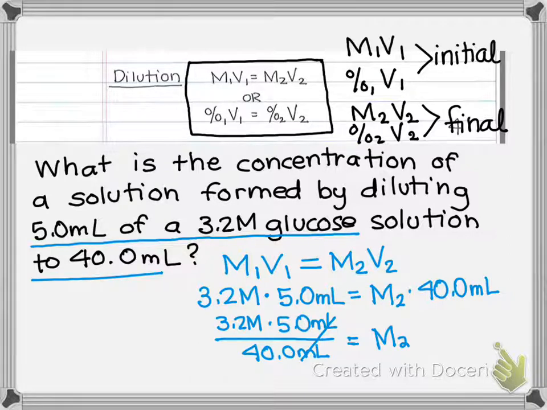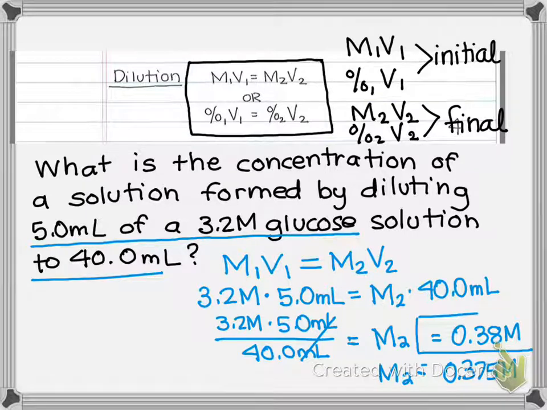divided by 40. And my new concentration is 0.375 molar, or if I was doing it to two significant figures, I would say 0.38. That is my new concentration of the diluted solution.